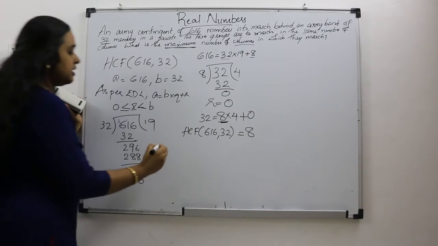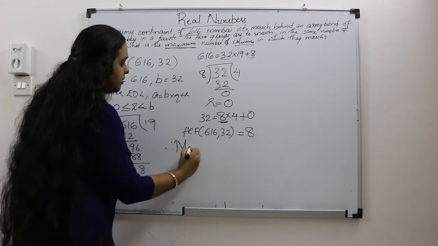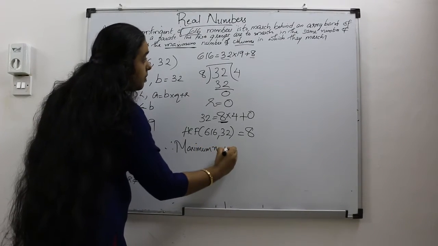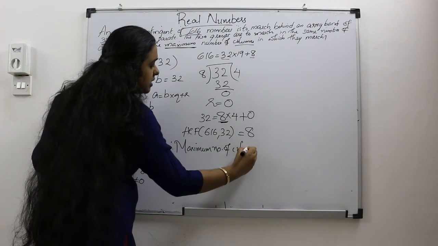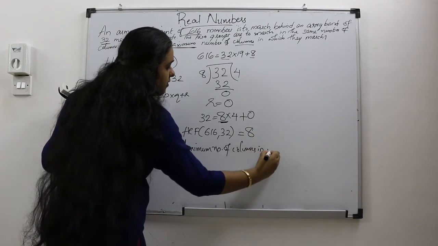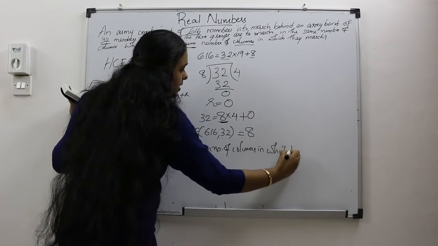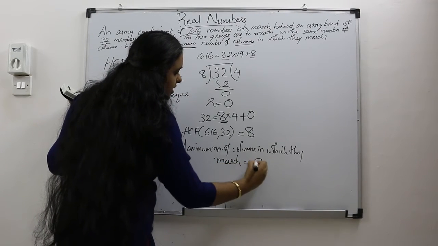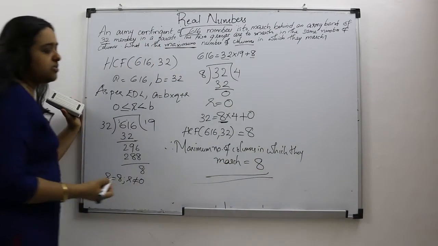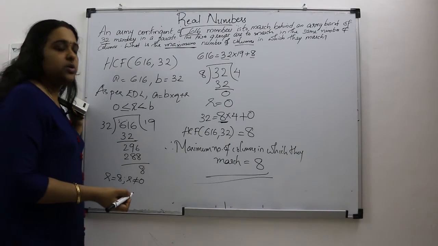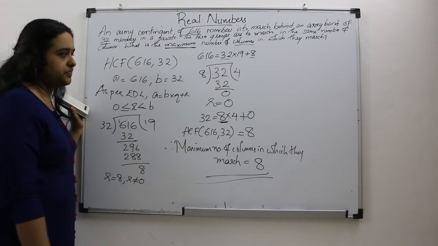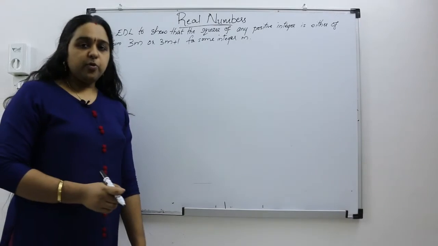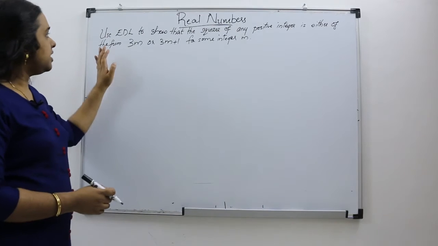Therefore, the maximum number of columns in which they march equals 8. Very easy. You can just note it down. We are moving to our next question.